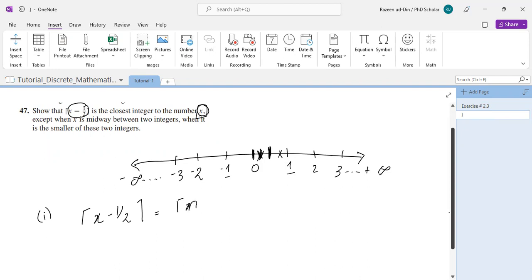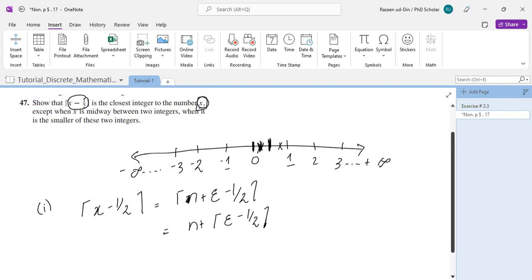So it becomes n plus epsilon minus half, which is equal to n plus epsilon minus half, right? Now all the thing depends on epsilon.